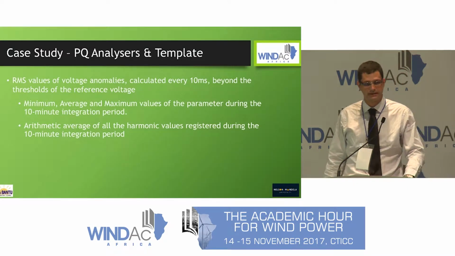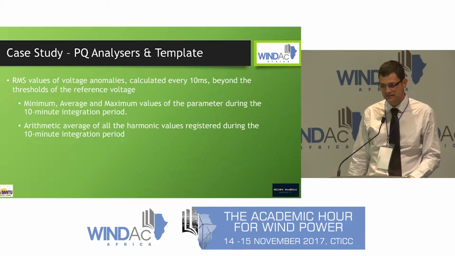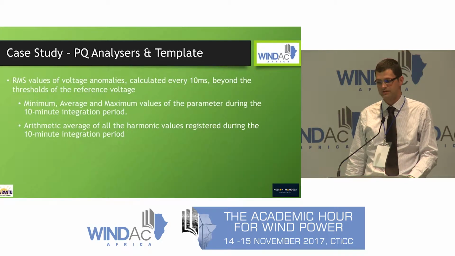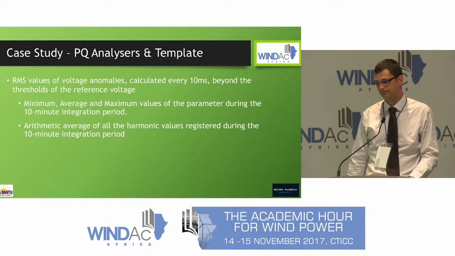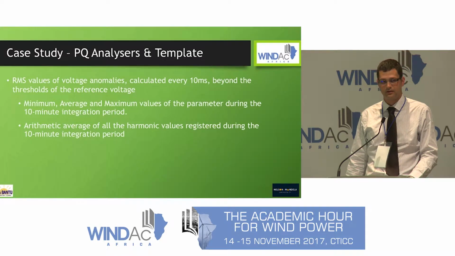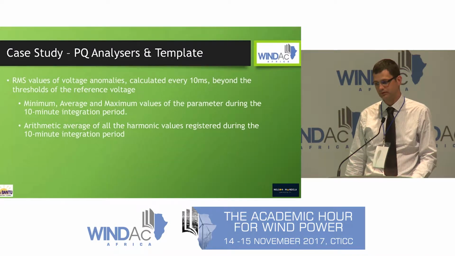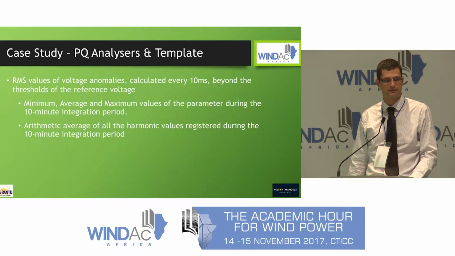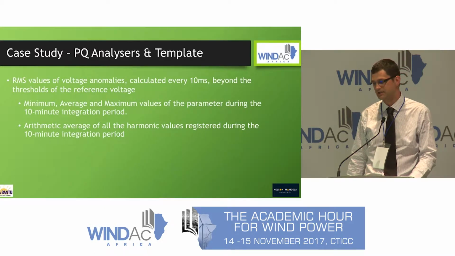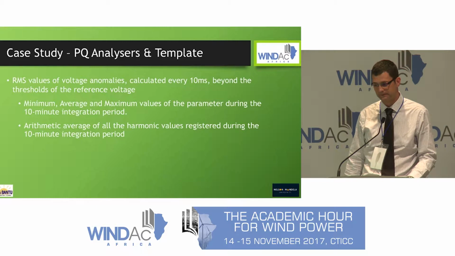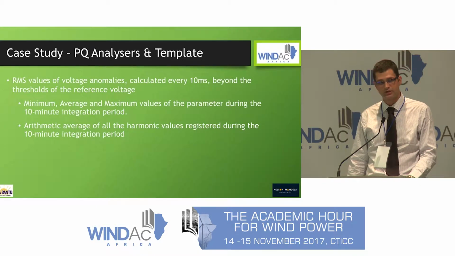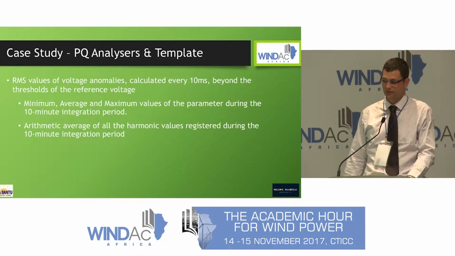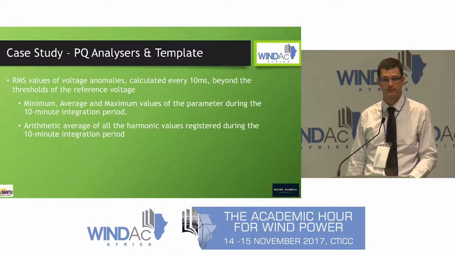Then doing the power quality analysis, doing the measurements on these different sites, the RMS value of the voltage anomaly is calculated every 10 milliseconds beyond the thresholds of the reference voltage measured. And within a 10-minute period, the average, the minimum, and the maximum values were recorded. So although the measurements are taken every 10 milliseconds, only the minimum, average, and maximum values are actually recorded within that 10-minute period. And then that was for the voltage, and then for the harmonics, it only takes the arithmetic average of all the harmonic values registered during that 10-minute period.